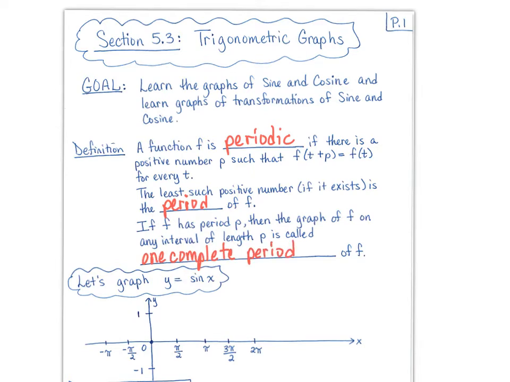Of f. Okay, so you'll see one complete period here in a lot of books, or when you hear a lot of mathematicians talking, you hear one cycle. One cycle is the same thing as one complete period. Okay?